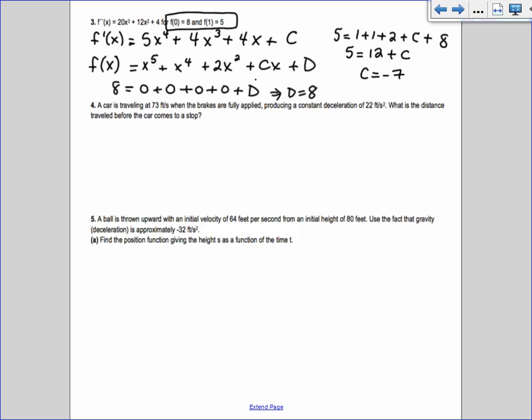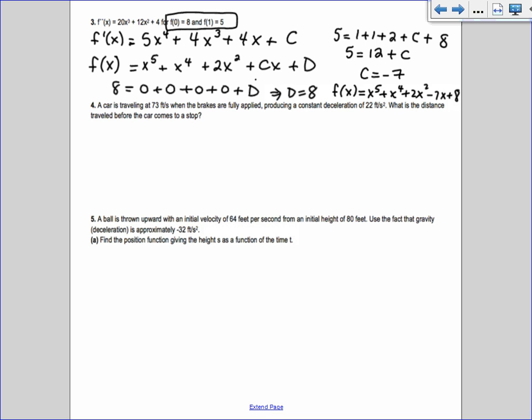So your final function is f of x equals x to the 5th plus x to the 4th plus 2x squared, minus 7x plus 8. There we go. Okay, so you guys kind of remember those? We did those first semester. I think they're on your final too.